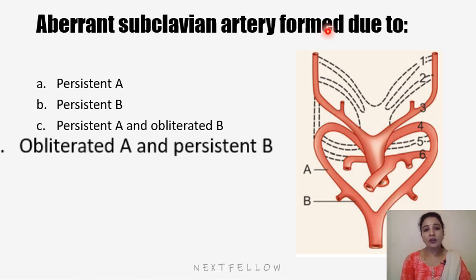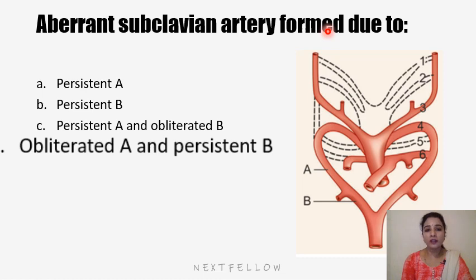Since this abnormal artery crosses the midline behind the esophagus and trachea, it forms a vascular ring. So a vascular ring is formed by the right subclavian artery and aortic arch, which may compress the two visceral tubes, that is trachea and esophagus.